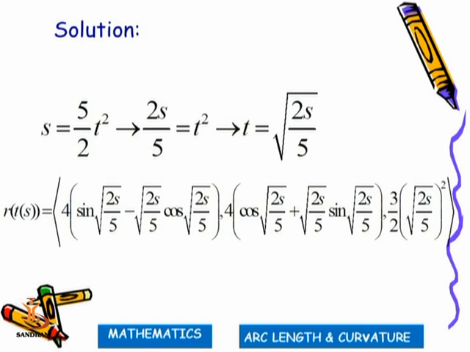So r of t of s will be in the form of s. So 4 sine, the value of t will be under root of 2s by 5 minus under root of 2s by 5 cos under root of 2s by 5, comma 4 cos under root of 2s by 5 plus under root of 2s by 5 sine under root of 2s by 5, comma 3 by 2 under root of 2s by 5 whole square.